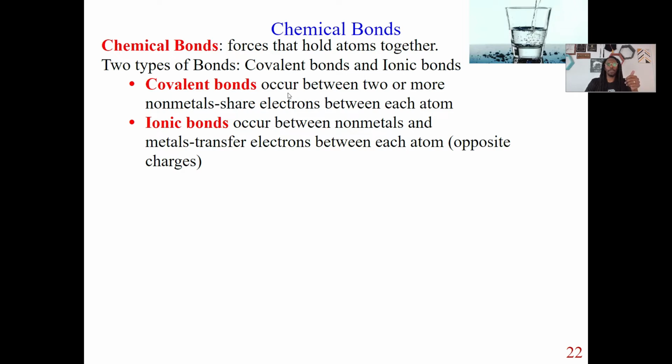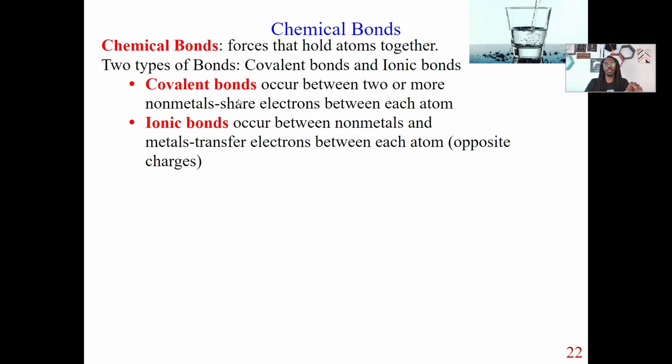Covalent bonds occur between two or more nonmetals. So we think about water: hydrogen and oxygen. These are two nonmetals, and since they have these bonds between each other, they have covalent bonds.